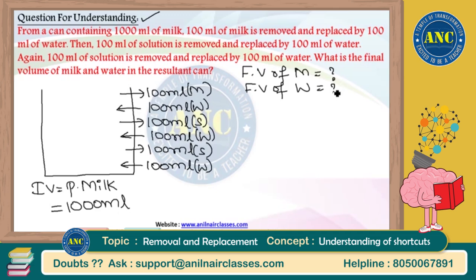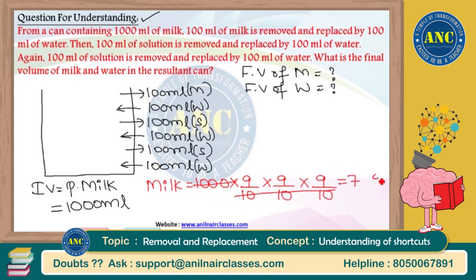Now, everyone please pay attention, sir. You know this already. Always work with the parameter which is decreasing. I will not go with method 1, the tabular method. So, milk is decreasing. Initially it is 1000. 100 out of 1000 is taken out, 1 by 10 is taken out, remaining is 9 by 10. Again 100 out of 1000 is taken out, remaining is 9 by 10. Again the same, remaining is 9 by 10. 1000 cancels with 1000. 9 cube is 729. Milk is 729. Water is 1000 minus 729, which is 271.